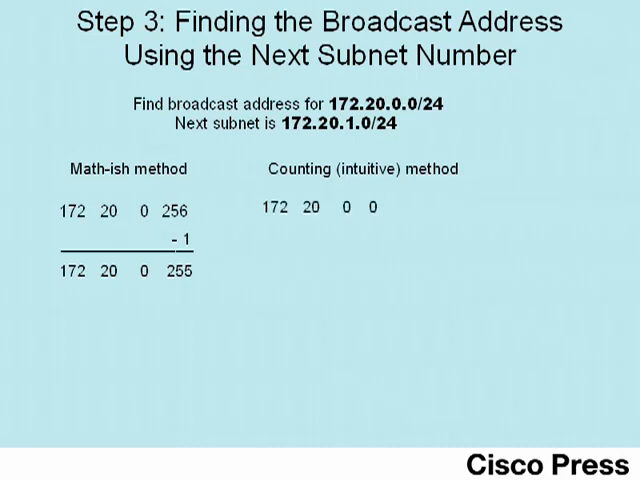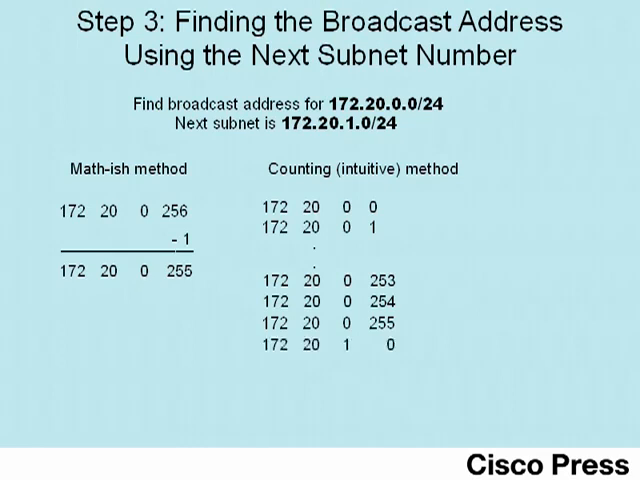For instance, here's the 0 subnet of 172.20.0.0, and the first IP address in the subnet is 172.20.0.1, and you keep adding 1 in the 4th octet. Now if you keep that up, you'll eventually get to 172.20.0.253, 0.254, 172.20.0.255, and then when you add 1 in the 4th octet again, you'd have 256. So instead of writing 256, which is out of range, you write down a 0 and carry a 1, and you end up with 172.20.1.0.